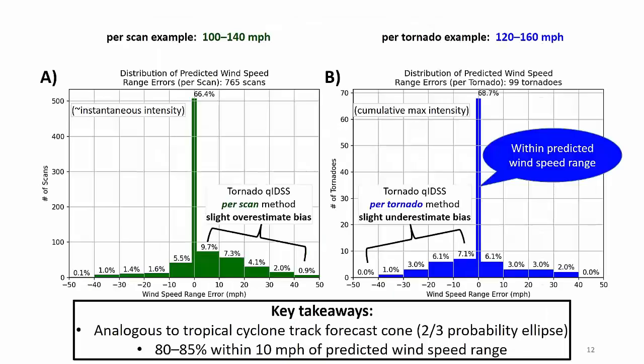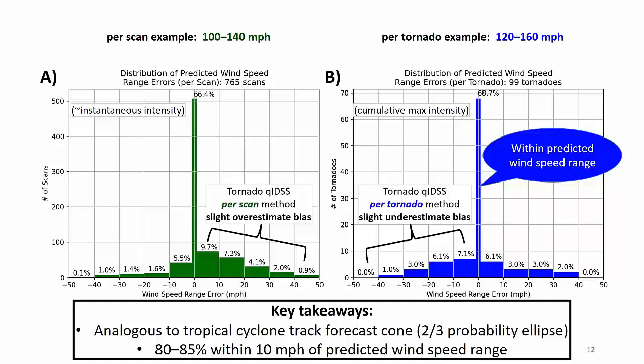And so this is a sort of busy plot, so I'm going to take you from left to right with it. So beginning over there on figure A, this is basically a distribution, and so we're predicting a wind speed range with this technique. So in this particular example, we'll use, say, a combination of VROT and STP gives us a 100 to 140 mile an hour range. And if the damage at that point along the path of the tornado fell within that 100 to 140 mile an hour range, that would result in a 0 mile an hour error, or in this case, you can see there 66% of those fell within a predicted wind speed range.